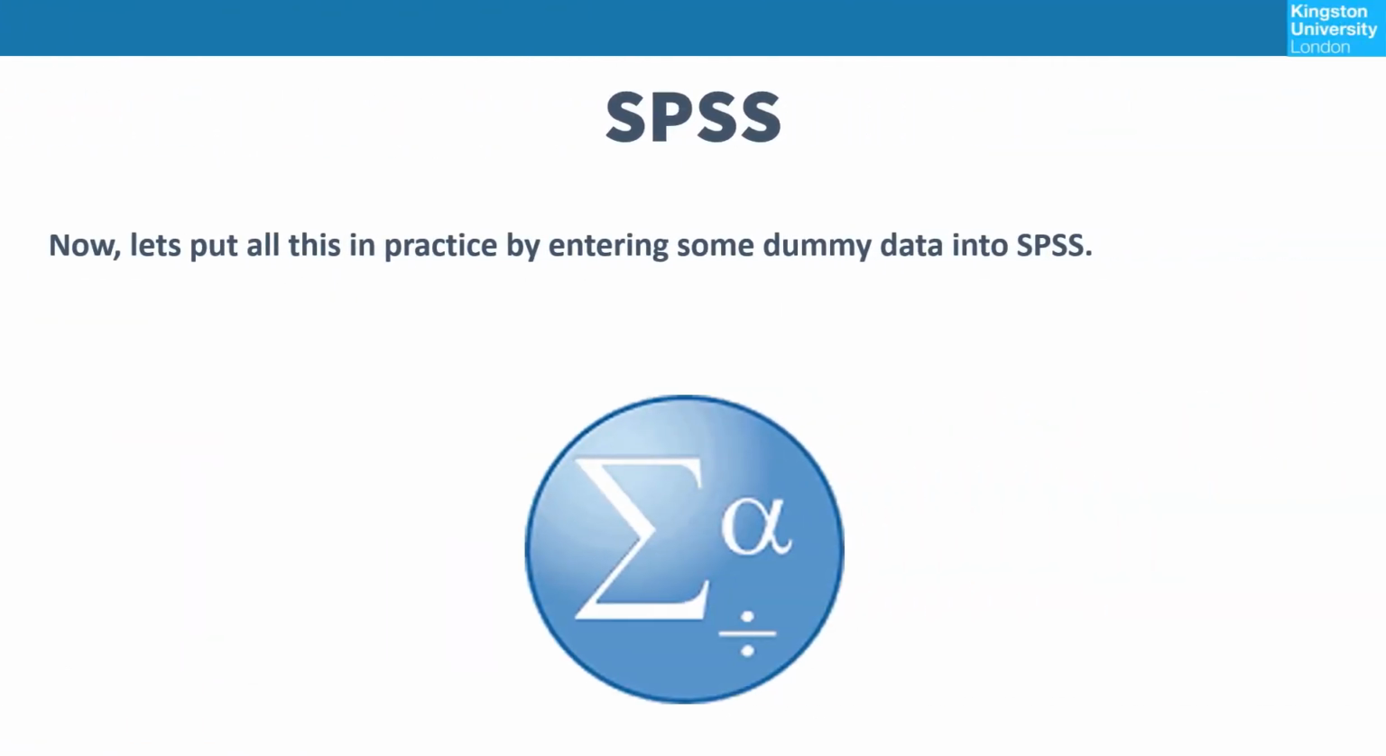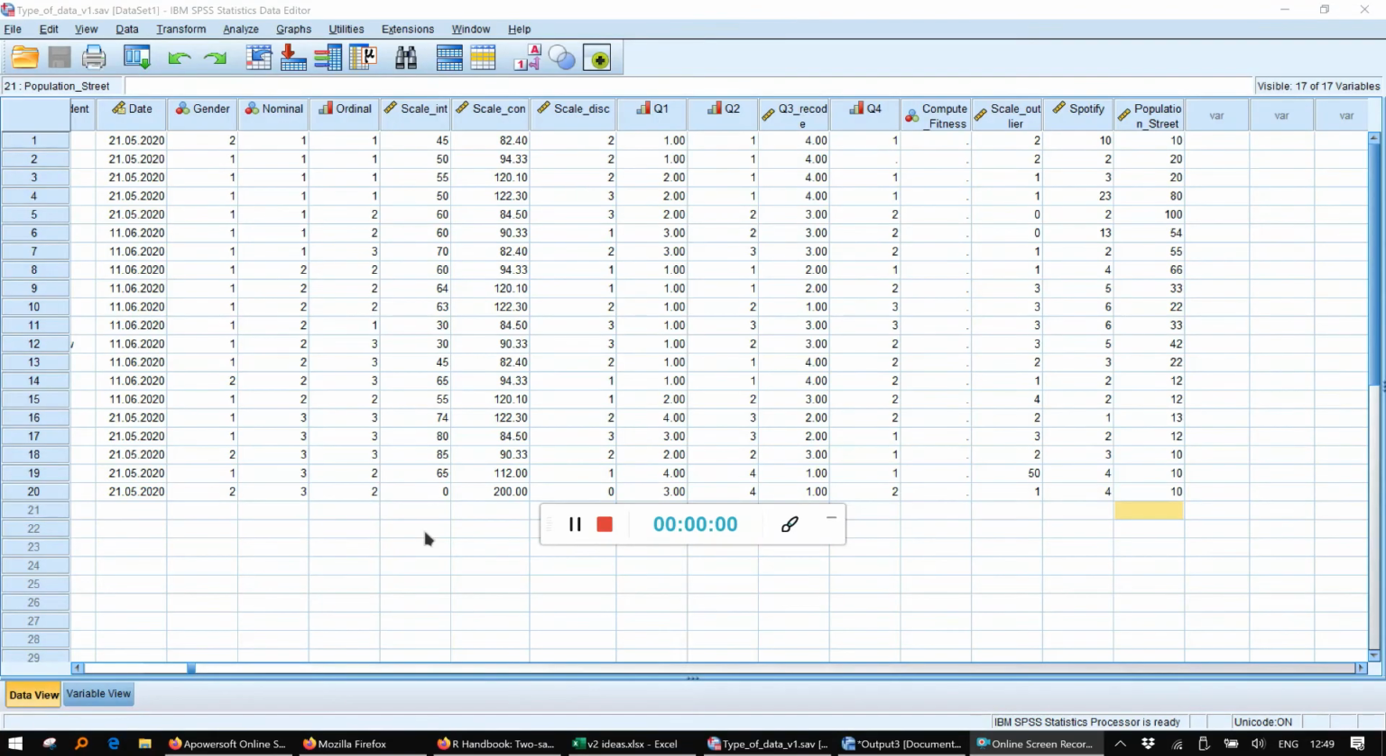So now we're going to try to put some of those things in practice so we have an idea about how it would look like in SPSS on some dummy data. Okay, so now we're back in SPSS, where I will go over some of the procedures we just looked at in terms of how we process and look at data.